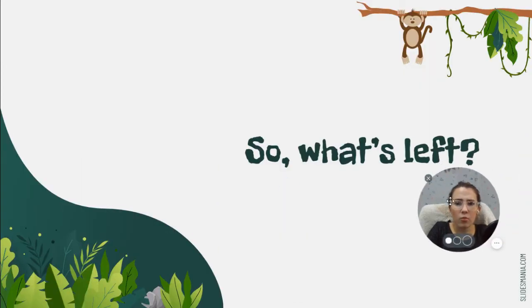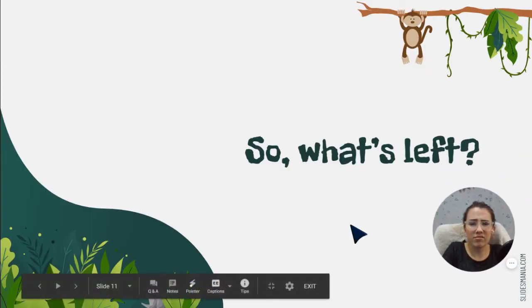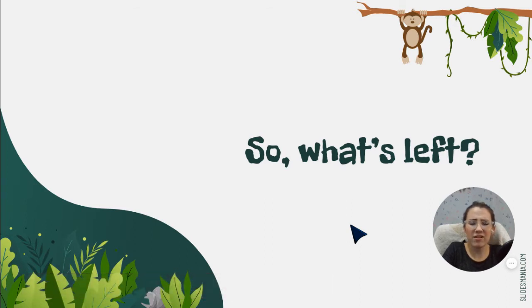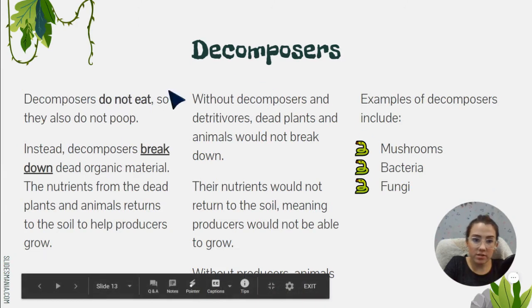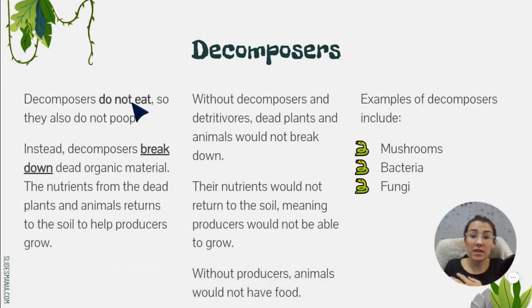Now, what about the rest of the organisms? I know I talked a lot about how eating means you have to poop. And I know plants don't eat or poop, but does anything else do that? The answer is yes. Decomposers! These are a very special type of category of consumers, okay? So decomposers cannot eat, so they don't poop, okay? They don't eat, nor do they poop.